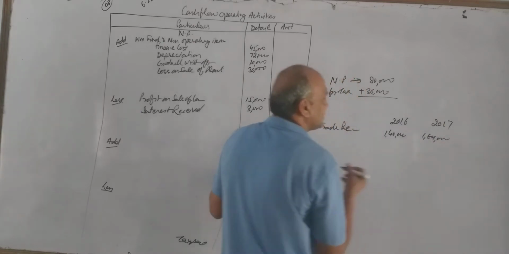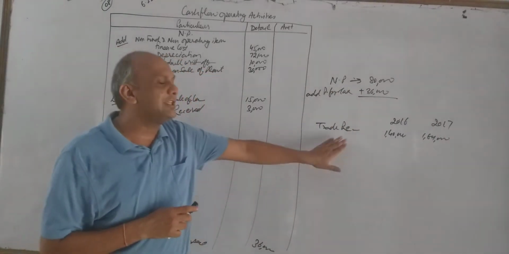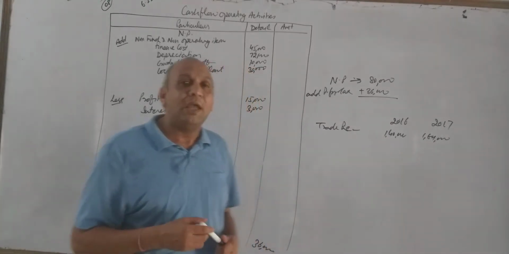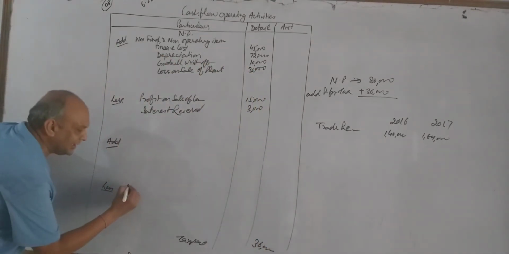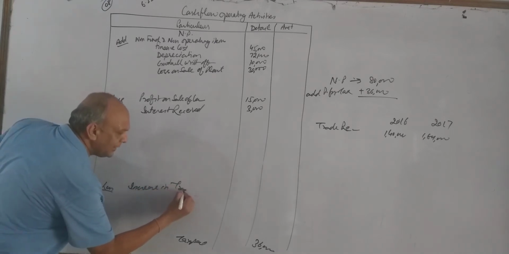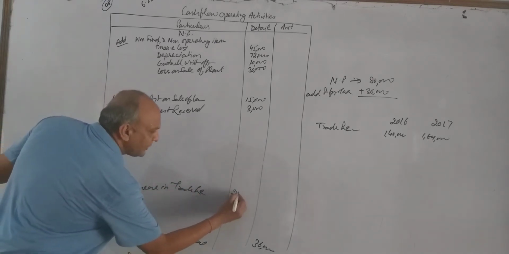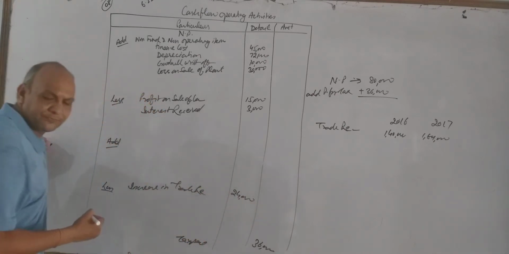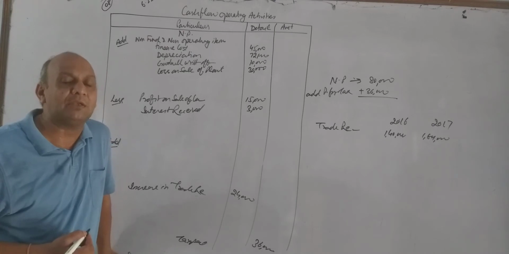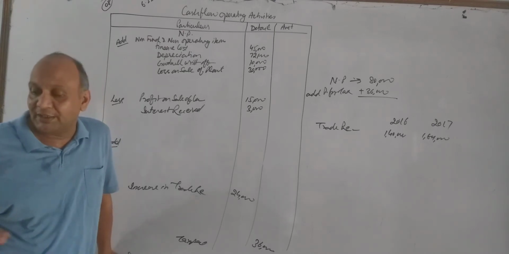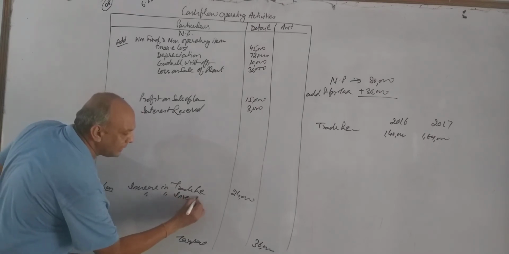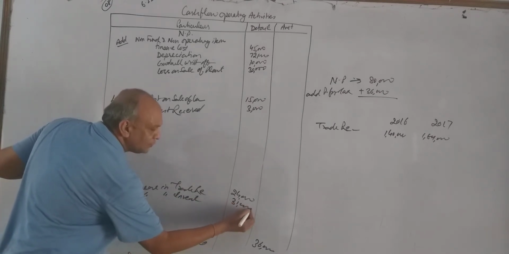Trade receivable is our what? Current assets. And here current assets is increasing. And if current assets increase, let us deduct. Increase in trade receivable, it is 24,000 rupees. Next item we have given inventory, 84 and 115. Inventory is our current asset, and inventory is also increasing, so increase in inventory is 31,000 rupees.